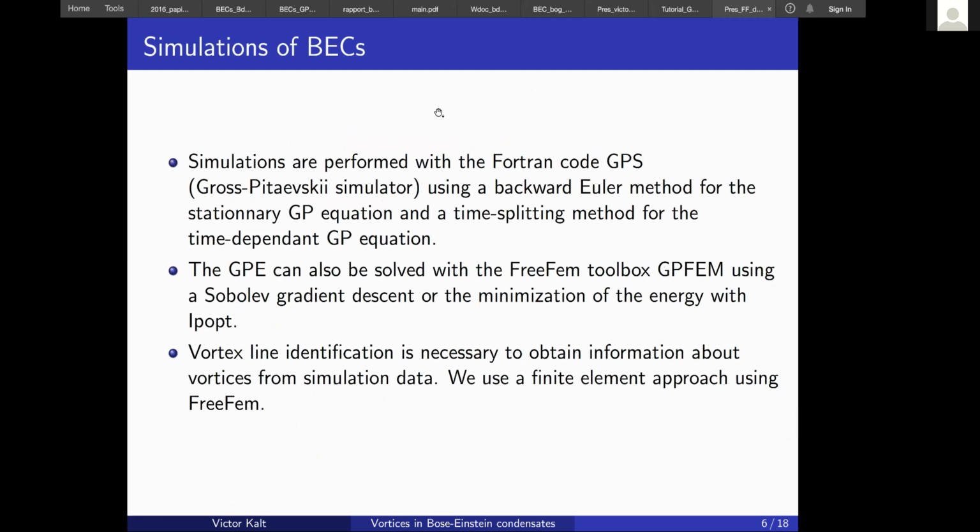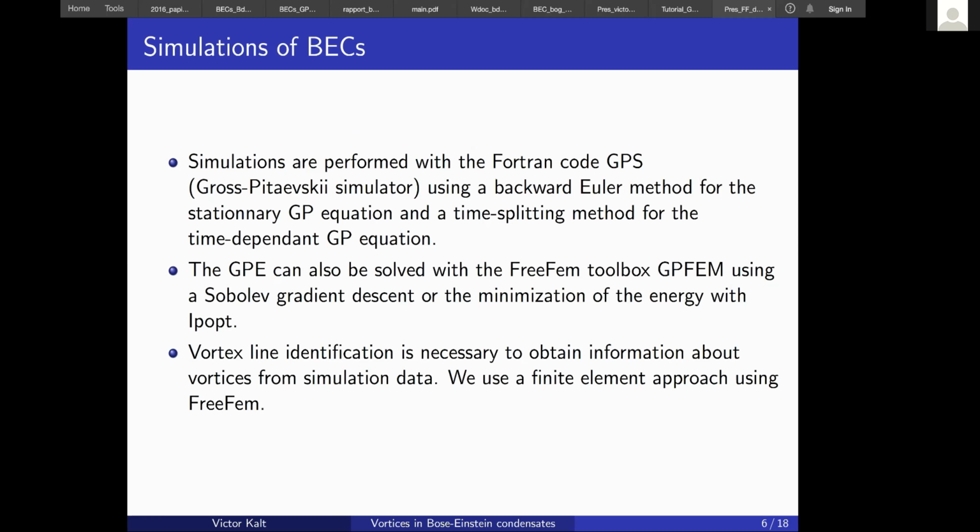So the simulations I'm presenting here are performed in Fortran using the code GPS, the Gross-Pitaevskii Simulator, using a backward Euler method if you want to find the ground state of a condensate, so in the time-independent case, or a time-splitting method for the time-dependent case for the time evolution. We can also solve this GPE in FreeFEM using the toolbox GPFEM, which implements a Sobolev gradient descent or a minimization of the condensate energy with IPOPT. So this is only for the stationary case.